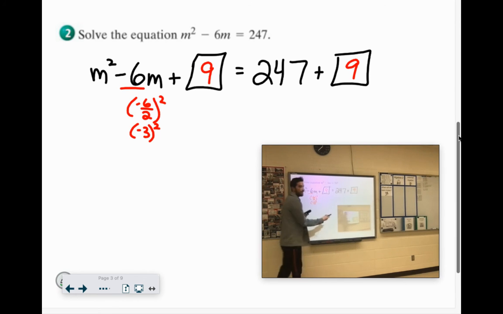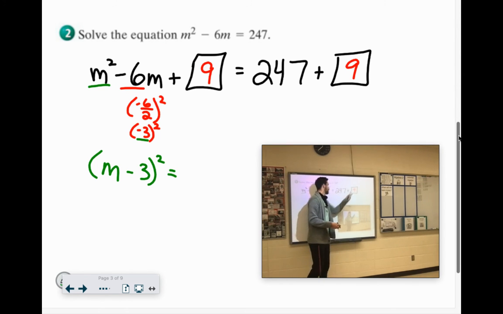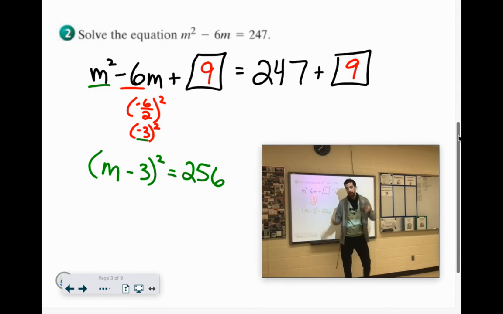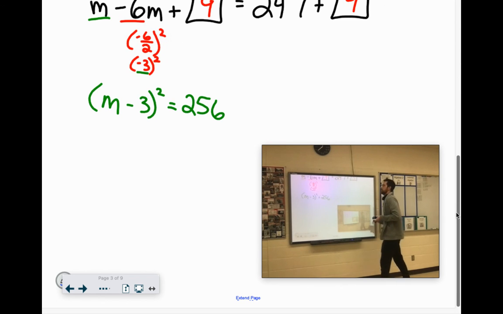So when we factor that left side, it's just going to be m, and then our second term is going to be negative 3. So m minus 3 squared equals 247 plus 9, which is 256. That's the hardest part right there. That's the completing the square. Now we need to solve the rest of this problem.